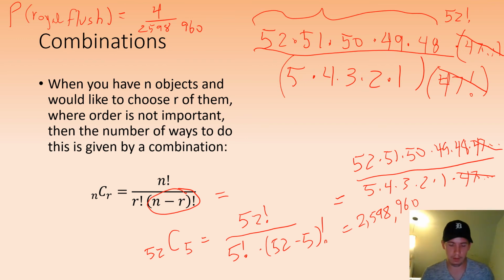Pretty likely if you're able to cheat off camera, which don't do when you're taking an exam. Don't cheat off camera. You won't even be on camera, but anyways, the probability of getting a royal flush is remarkably small.